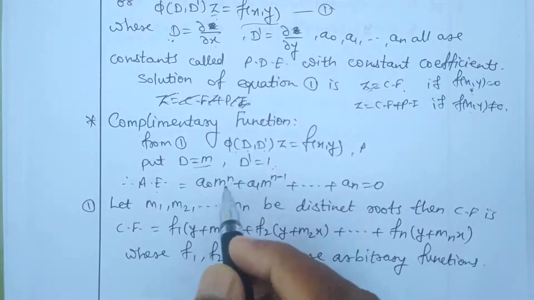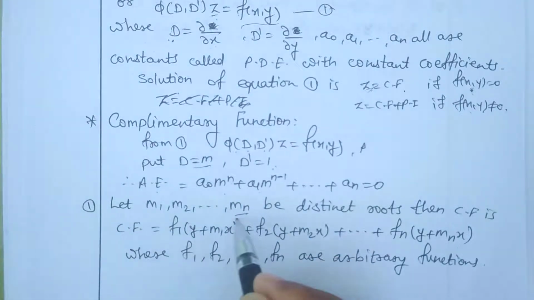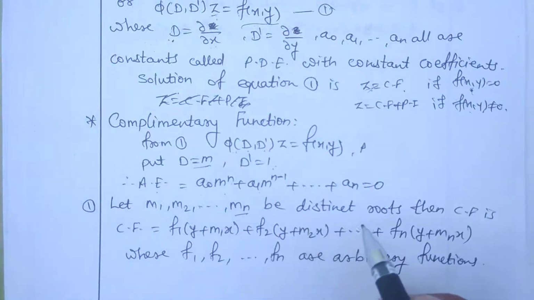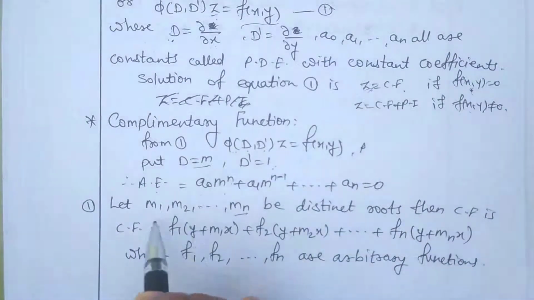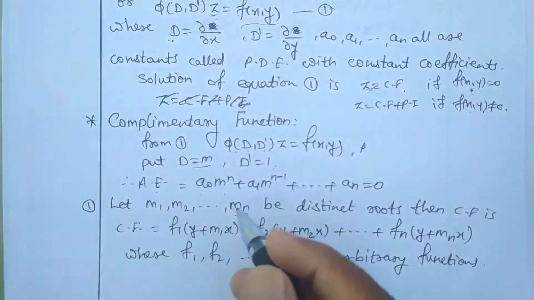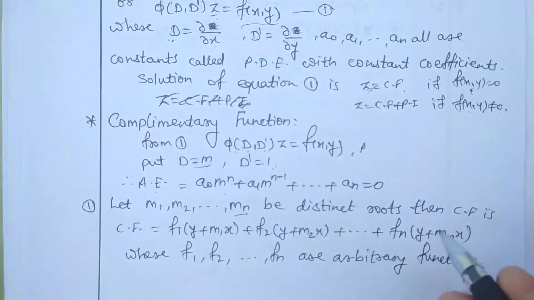So suppose these n number of roots are m1, m2, m3, dot dot dot mn. These are the n number of roots. And if these roots are distinct, so in the first case, if these roots are distinct, that means m1 is different than m2, that is different than m3, it is also different than m4, dot dot dot up to mn. All roots are distinct or different.